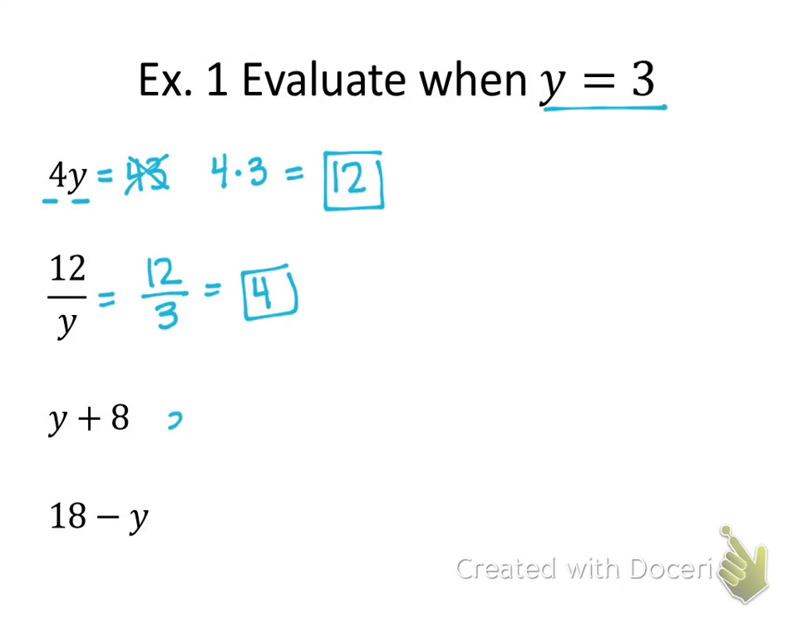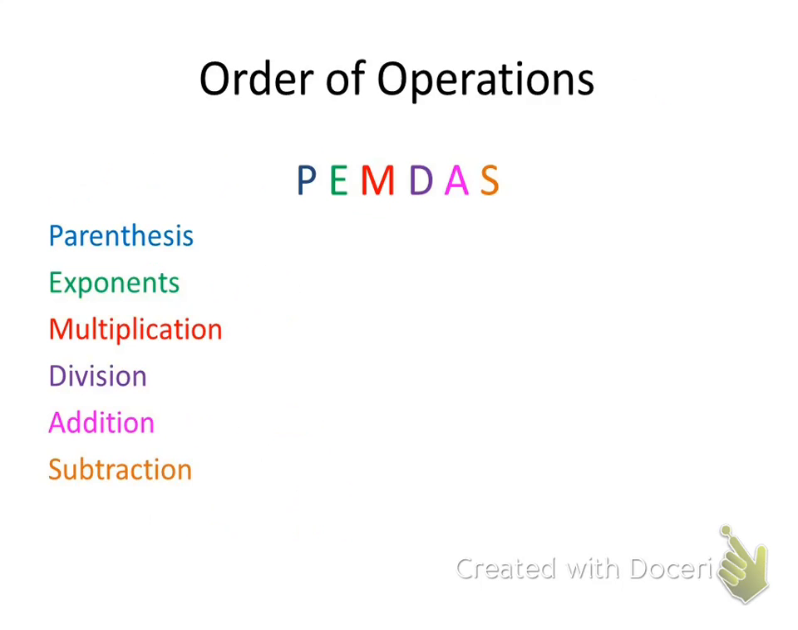And 3 plus 8, which is 11. And 18 minus 3, which is 15. So all I needed to do there was plug the 3 in for the variable of y and solve for each of these problems. The next type of problem that we're going to do is order of operations.